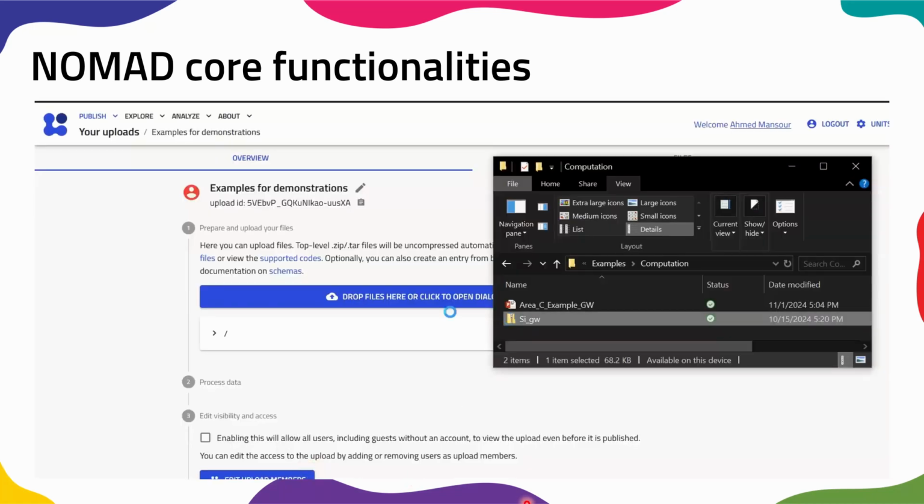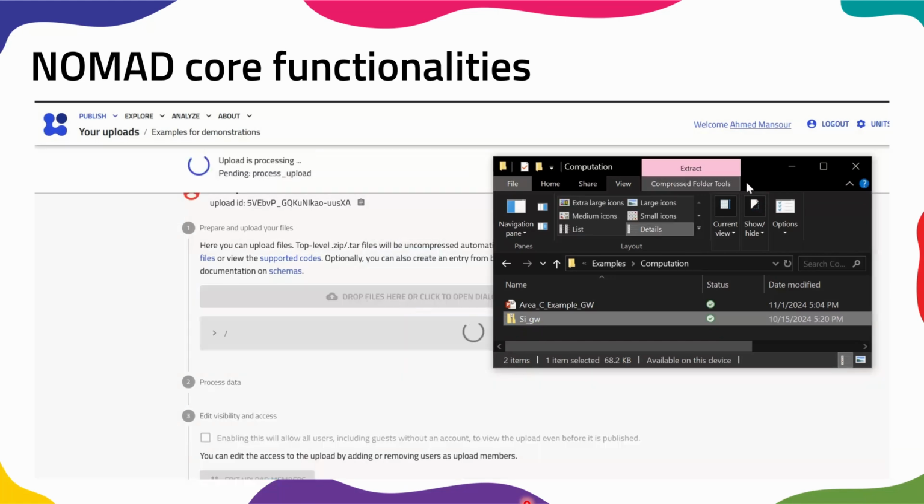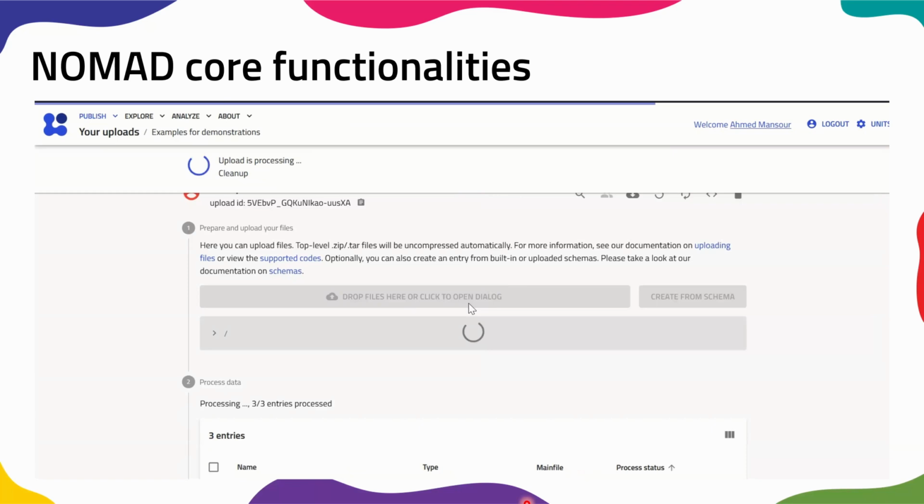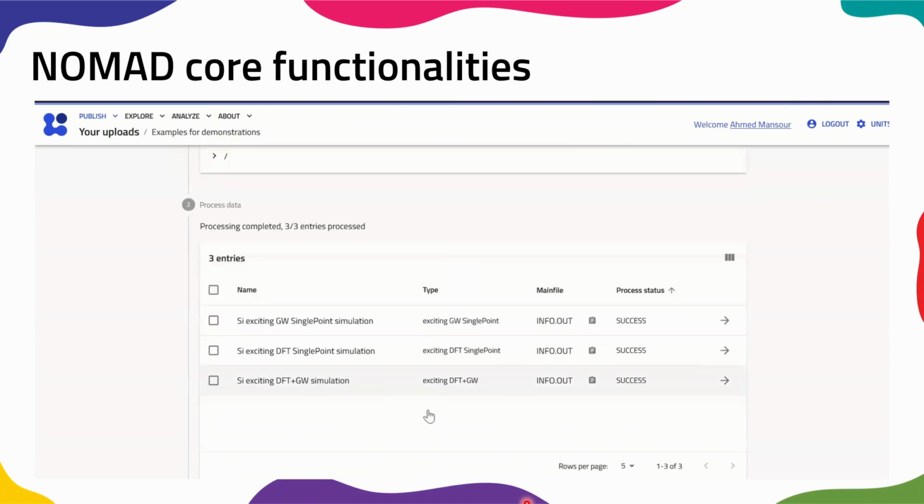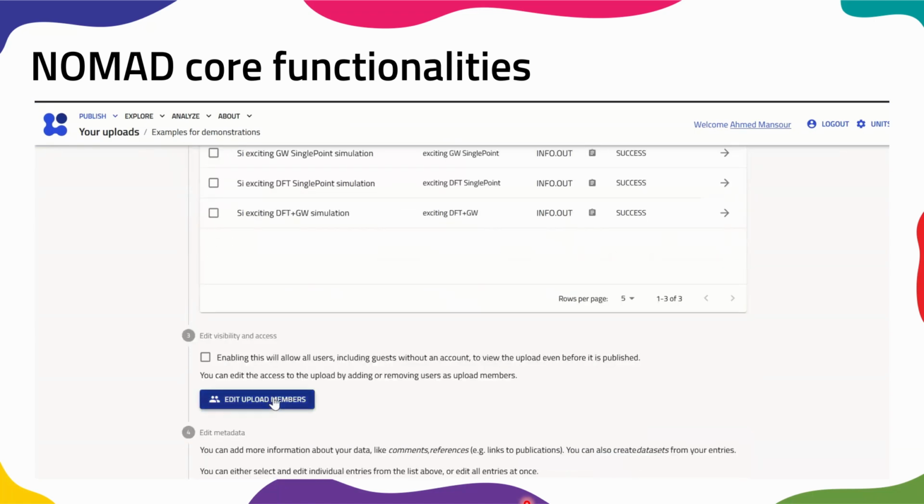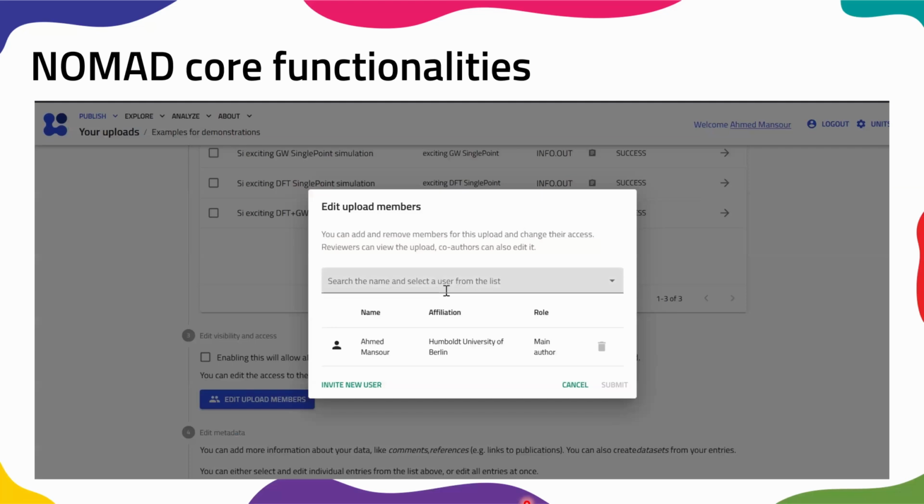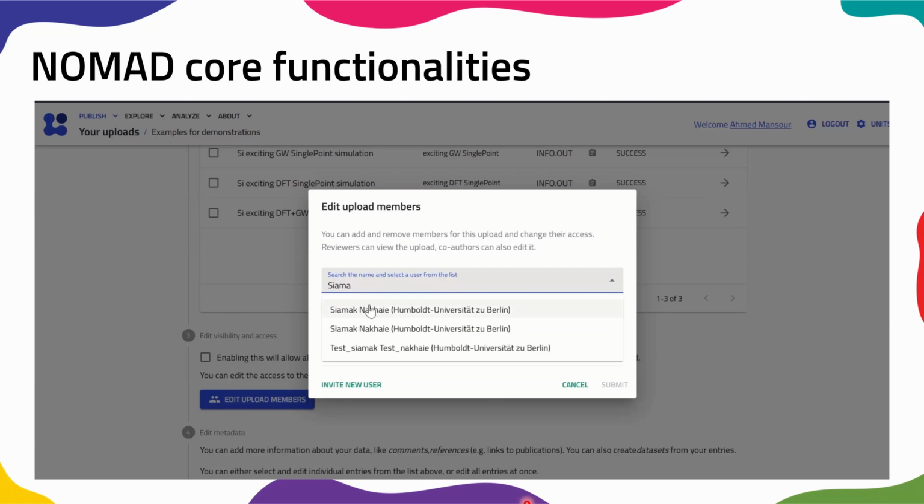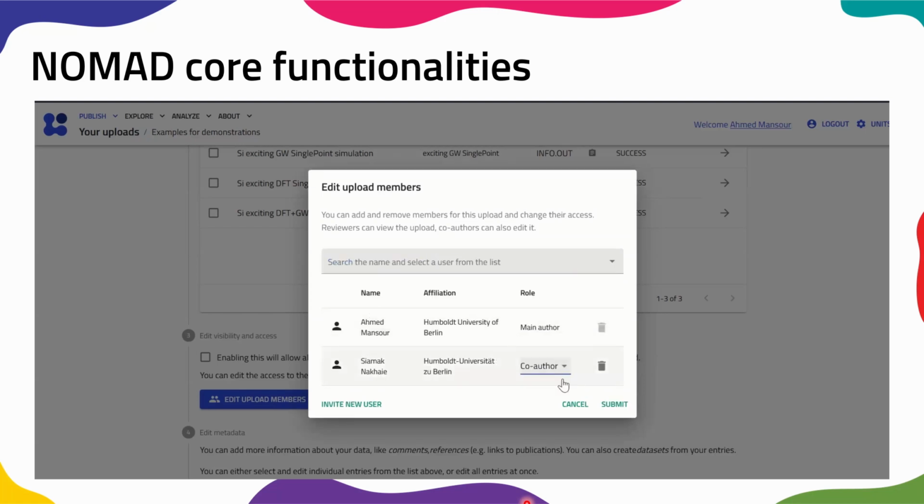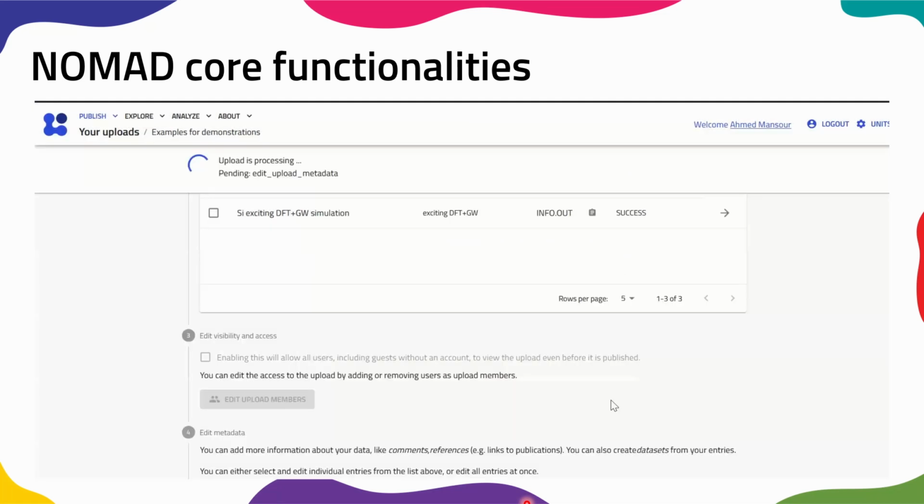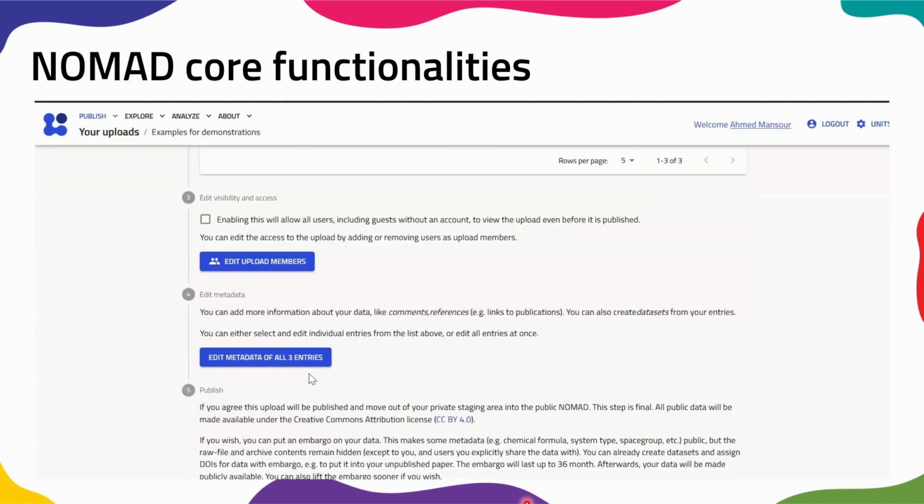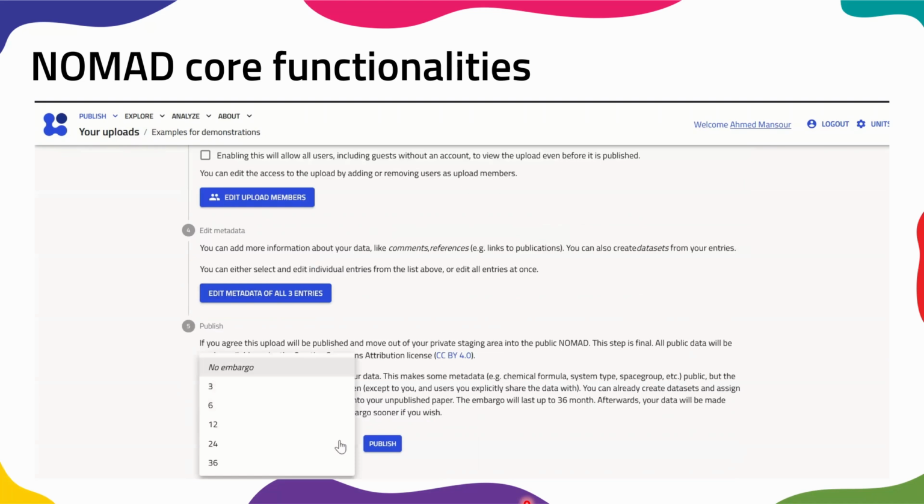If you simply drag and drop the file into NOMAD, NOMAD will match this file to the appropriate parser and start reading these files, populating the data schema, and then create entries of these data, as you can see on the screen here. You can edit upload members by adding your colleagues or collaborators who are using NOMAD, and then you could assign them roles of a reviewer or a co-author. You can also apply further modifications, such as editing the metadata for all the entries, or adding an embargo period for the published data on NOMAD.